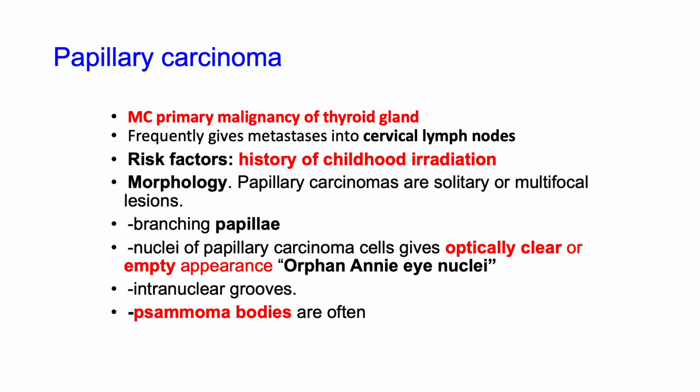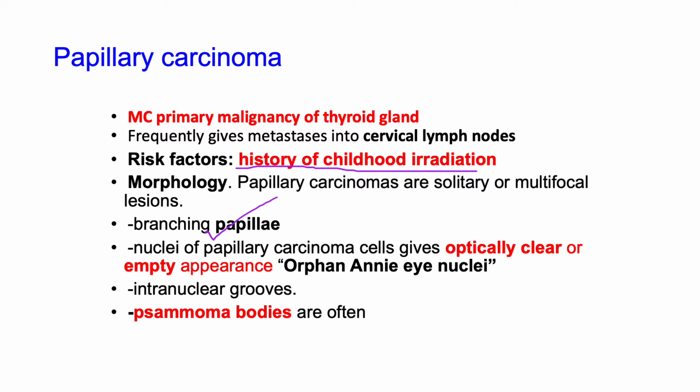So papillary carcinoma is the most common malignancy of the thyroid gland. Important to remember that there is association with history of irradiation, usually in the head and neck area. And coming to the morphology, the papillary carcinomas are solitary or multifocal lesions, and they mostly have branching papillae. But the most characteristic features are the nuclear features, which define the diagnosis of papillary carcinoma.